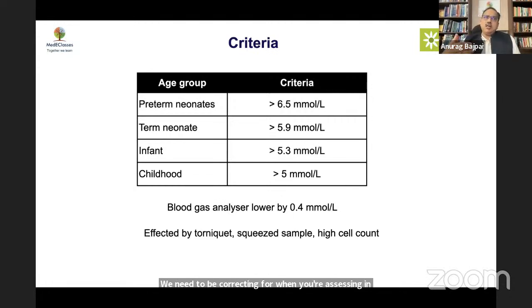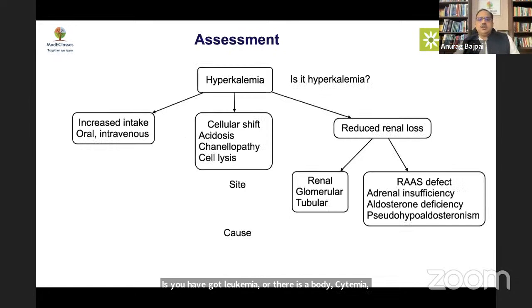Since potassium is an intracellular ion, if there is a pressure squeeze sample or a tourniquet, or if you have a very much increased cell count like thrombocytosis, leukemia, or polycythemia, those sorts of scenarios will also cause a falsely high potassium.